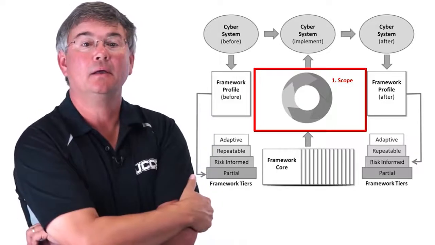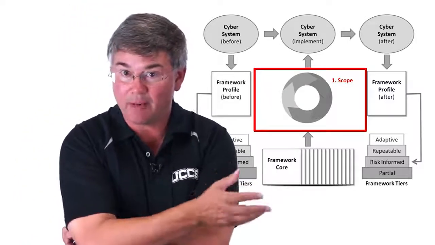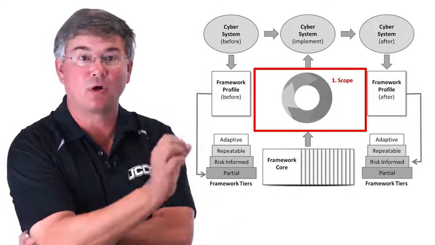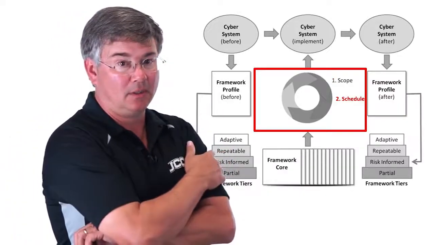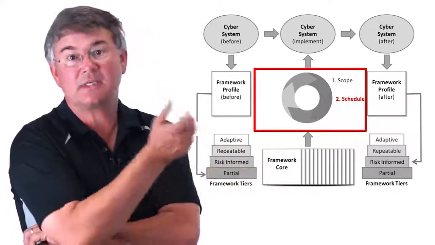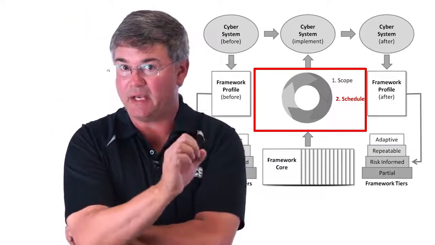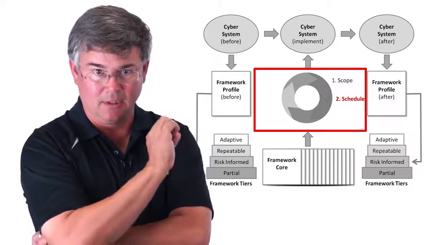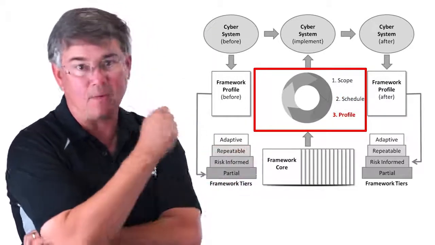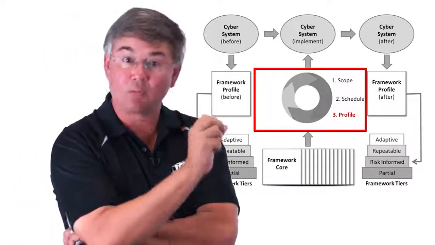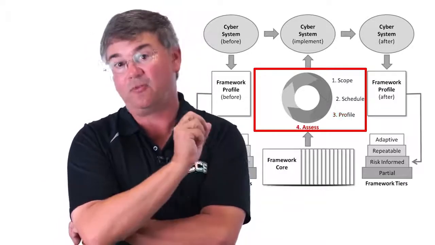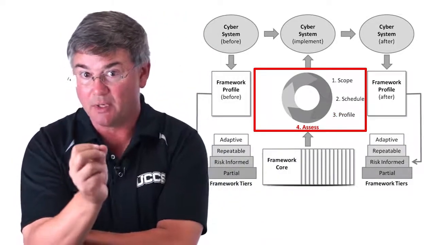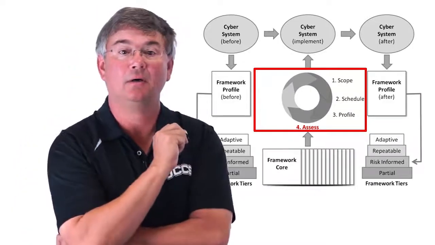Step 1. This establishes the scope and priority of the cybersecurity effort with respect to the goals and priorities of the organization. Step 2. This establishes the program schedule, phases, and milestones of the current round of effort. Step 3 develops or updates the current framework profile. Step 4 assesses the organization's current risk exposure based on its current profile.